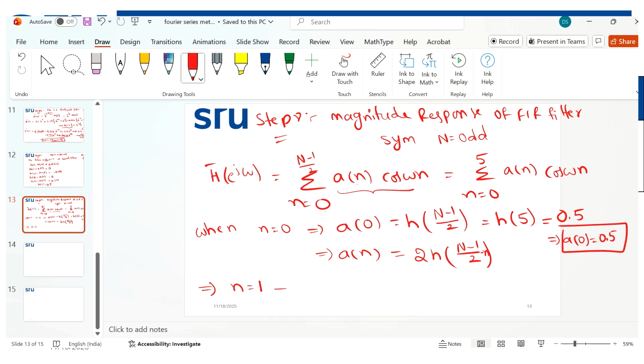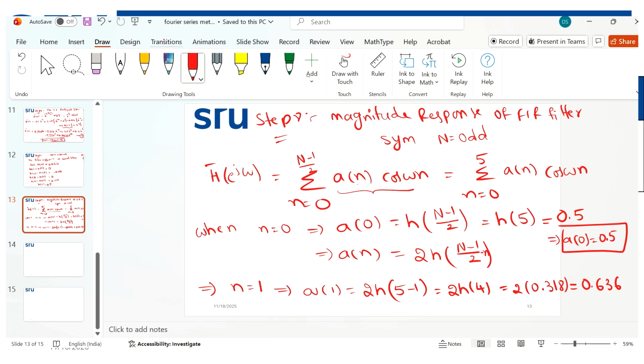If n is equal to 1, we have a of 1 is equal to 2 into h of 5 minus 1, that is (N minus 1) by 2, that is 10 by 2, that is 5 minus 1, that is 4. So 2 into h of 4. From the above analysis we have the h of 4 value, that is equal to 0.318, so a of 1 is equal to 0.636.